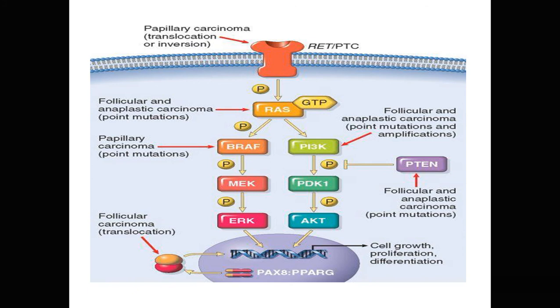Papillary carcinoma, there is a translocation or inversion of the RET/PTC which is present on the cell membrane. So that gives signal to the further pathway, RAS pathway. Follicular carcinoma is due to the point mutation of the RAS pathway. Again, the papillary carcinoma is due to the point mutation of the BRAF pathway, and some follicular carcinoma is due to the PAX8 and PPARG translocation.